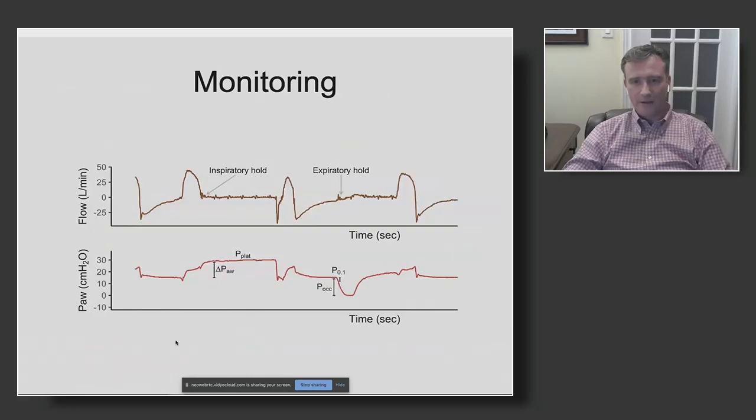So again, how do we determine whether the patient's breathing? Well, we went through these maneuvers earlier, but you can use the P0.1 or the POCC to determine whether or not the patient's making inspiratory efforts. If you maintain an expiratory hold and the negative pressure deflection develops during the occlusion, then you can see that the patient's making inspiratory efforts, and this is reassuring that the patient's at somewhat lower risk of developing diaphragm atrophy.